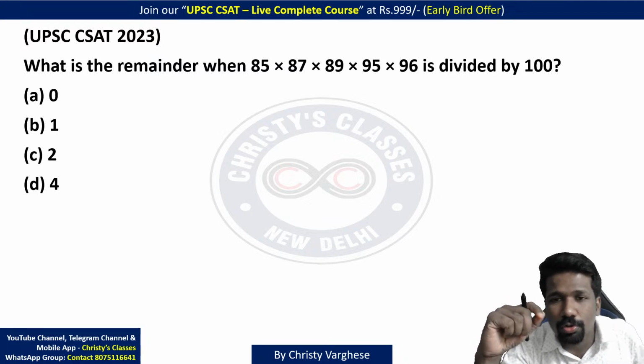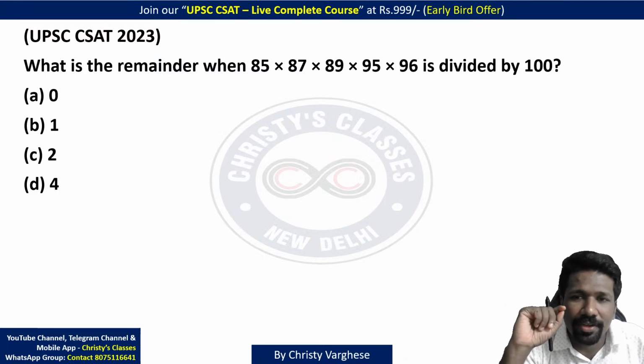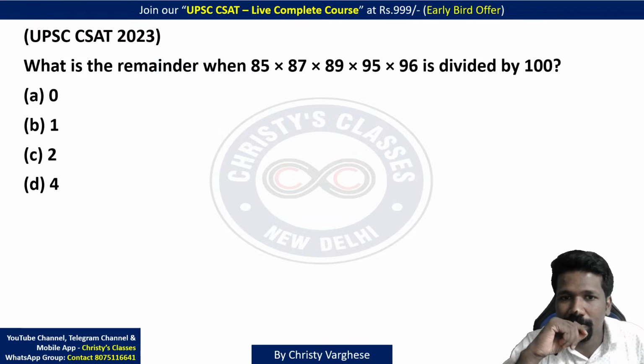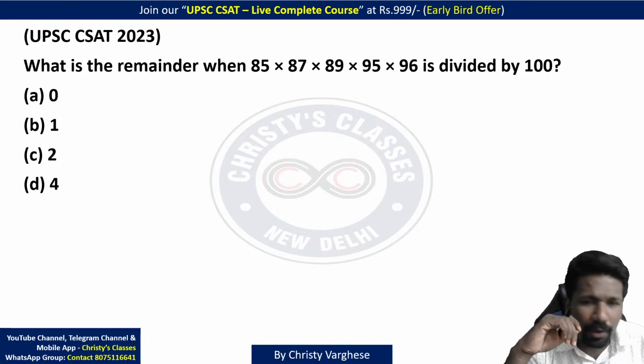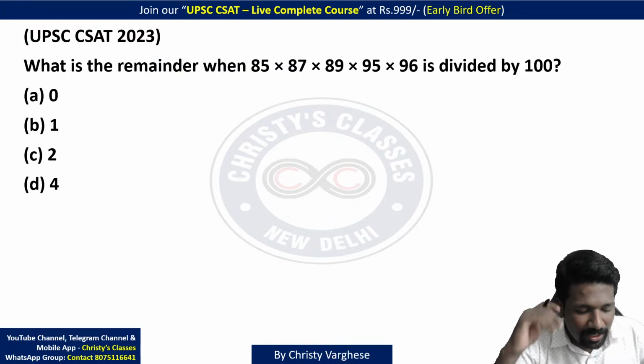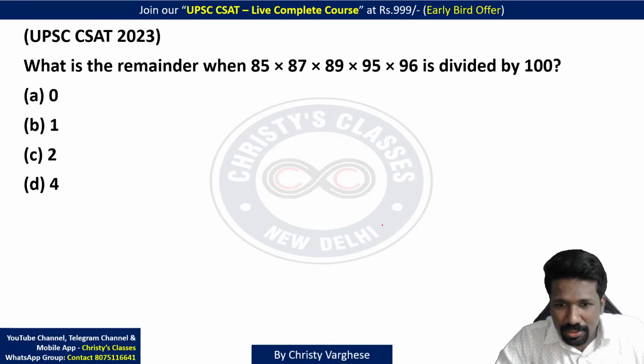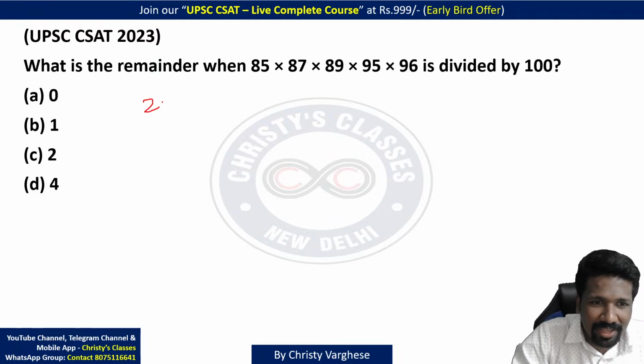UPSC also meant you to do this question easily. That is why they have given the question of division by 100. When you divide a number by 100, if you have observed, you can understand this property. Again, this is not any complicated math I am telling. I am just asking you to take random numbers and divide them by 100.